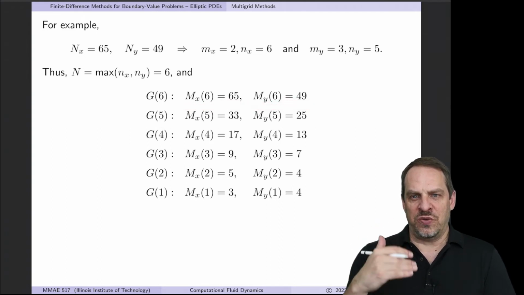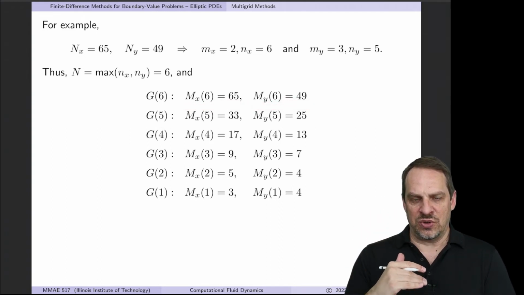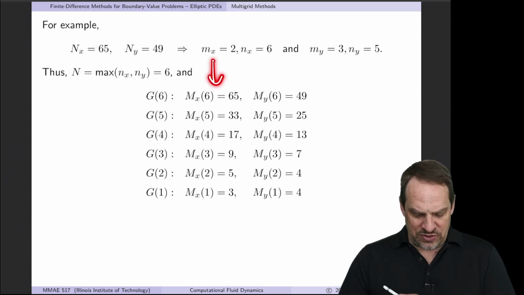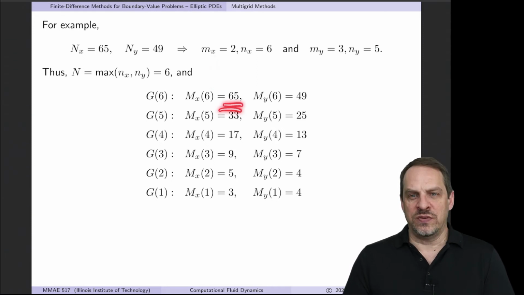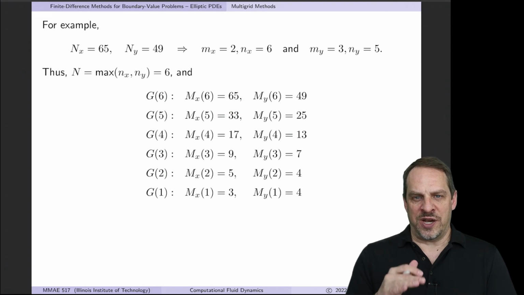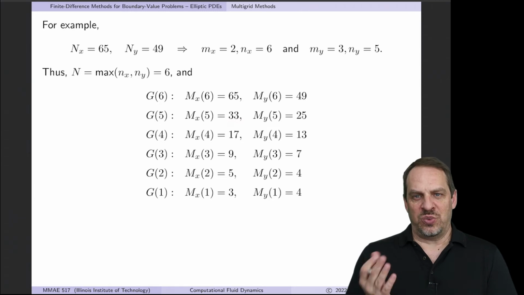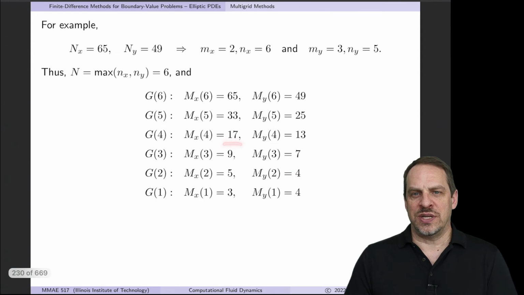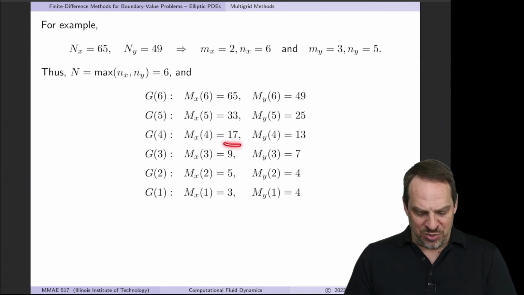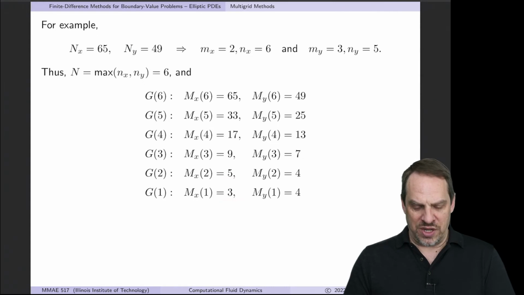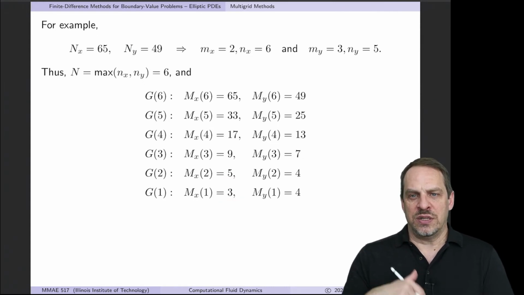Now just watch how we go from the finest to the next coarser to the next coarser. Let's do the x's first. We start with 65, subtract off 1 is 64, divide by 2 is 32, plus 1 back, and that's 33. Subtract 1 off, that's 32, divide by 2 is 16, add the 1 back, that's 17. 16 divided by 2 is 8, add 1 back is 9. 8 divided by 2 is 4, plus 1 is 5. 4 divided by 2 is 2, plus 1 is 3. And that's the smallest we can get in x.